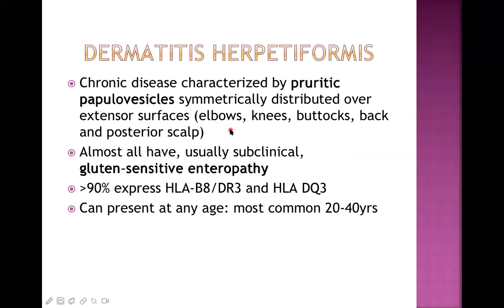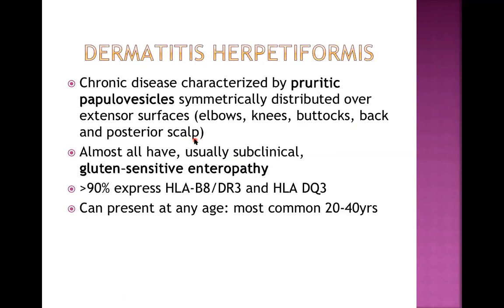Now, what do you mean by that? When a person stands in anatomical position, the back of the upper limb is called the extensor surface, but the frontal surface of the lower limb is called the extensor surface. So please remember that. So back of the elbow, front of the knee, or you can simply call it knee, buttock, the whole back, and the posterior part of the scalp near the occipital area. All of these are extensor surfaces. So they may be having a lot of lesions.